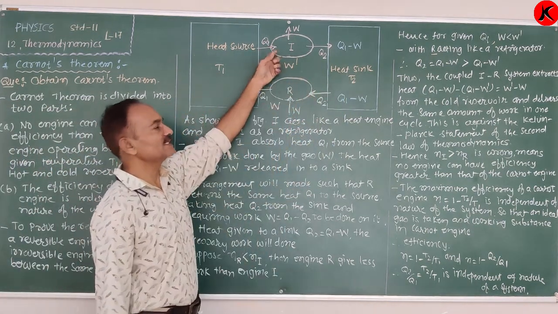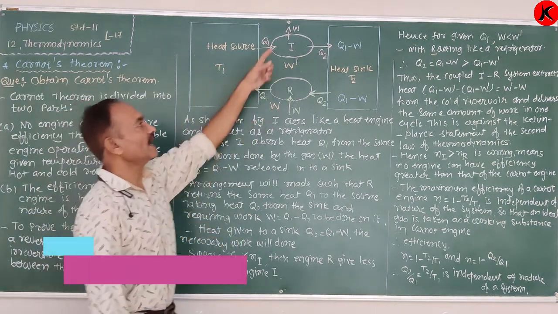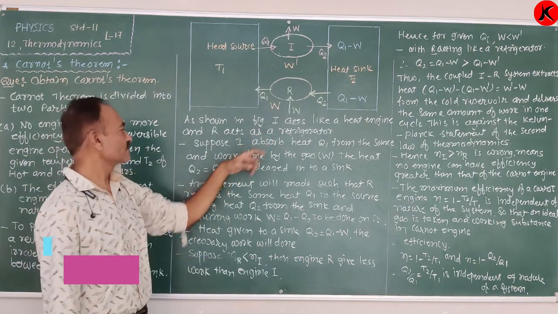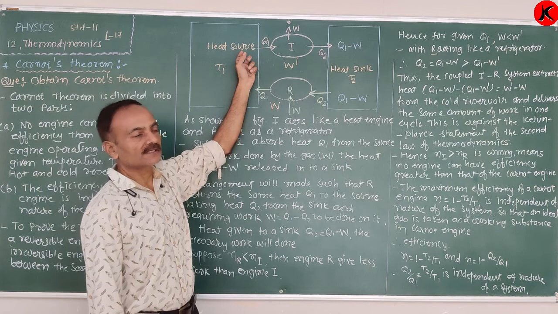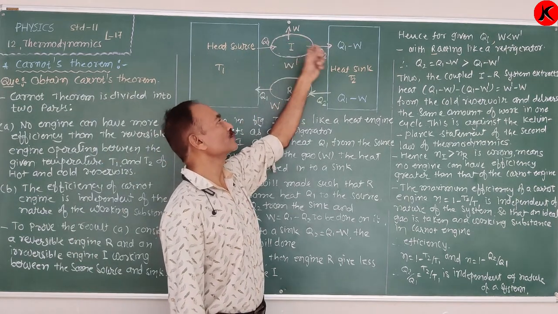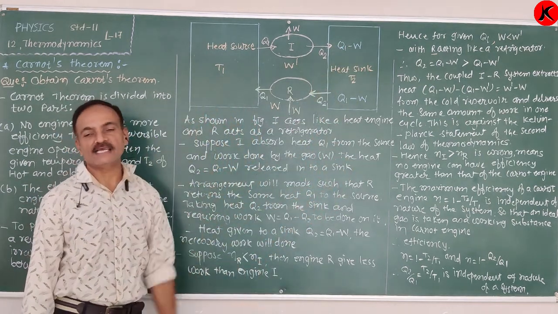There is the irreversible engine, there is the reversible engine. As shown in the figure, I acts as a heat engine and R acts as a refrigerator. Suppose I absorbs Q1 amount of heat from the source. As a result, work W is done by the gas, and Q2 = Q1 − W amount of heat is released to the sink.